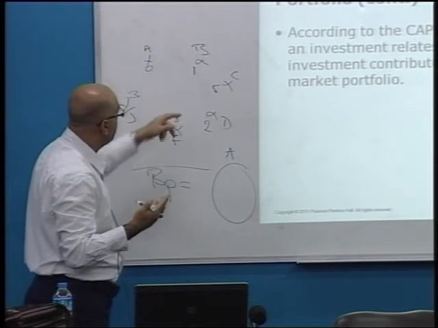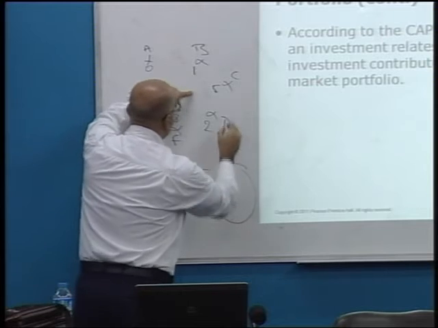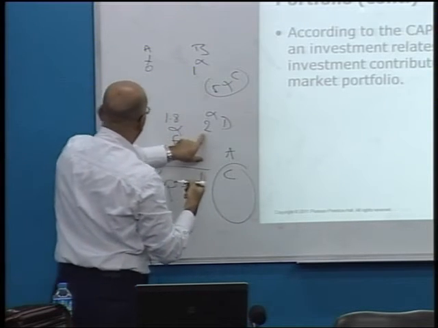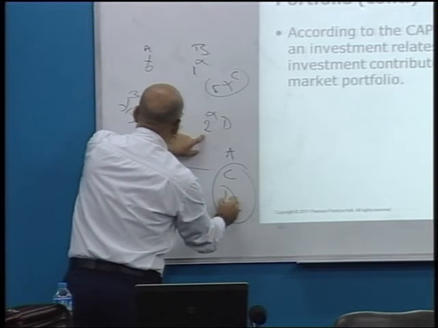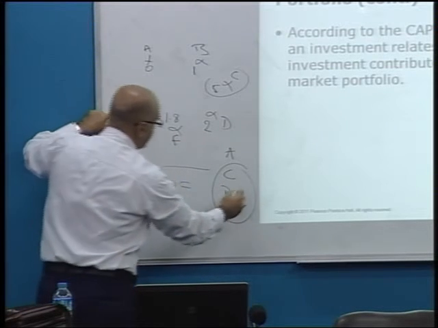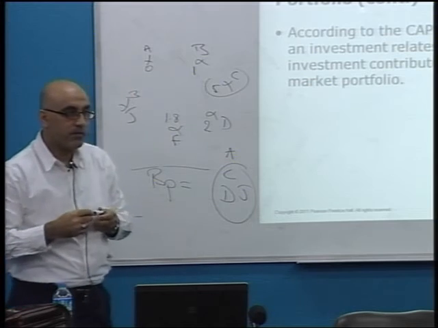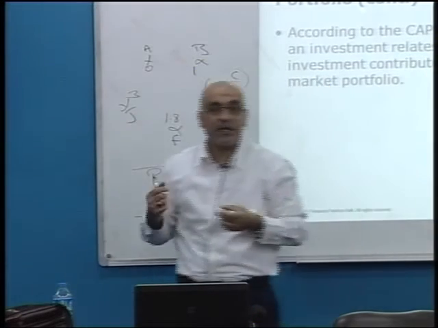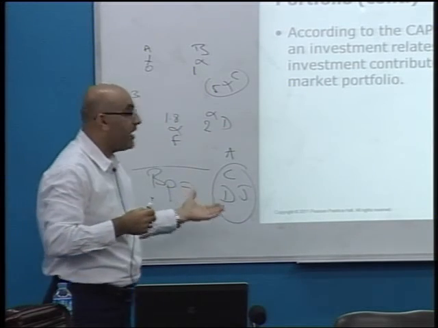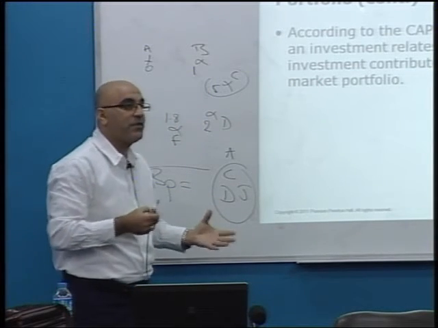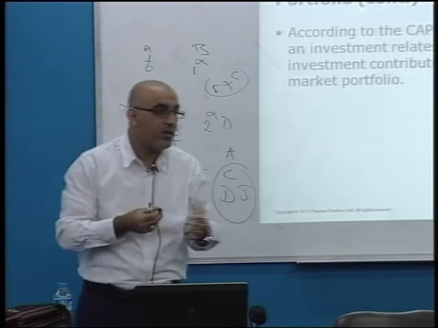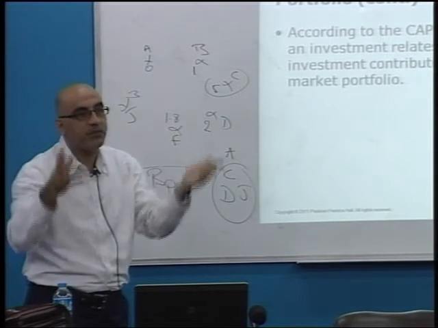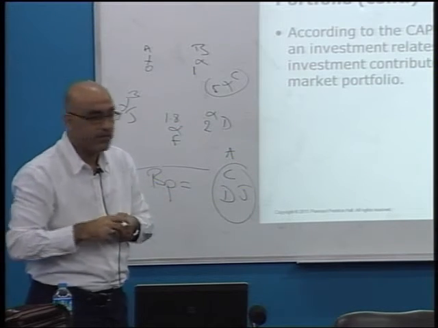Name them. So we select C, D, and J. So the beta of this will be high. The beta is calculated based on the contribution of each investment in the portfolio, in the total portfolio.